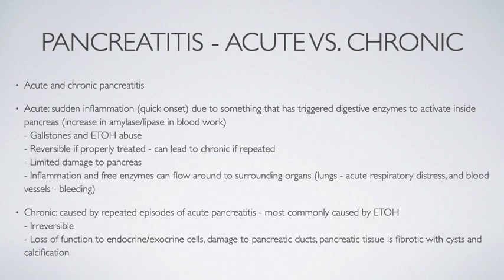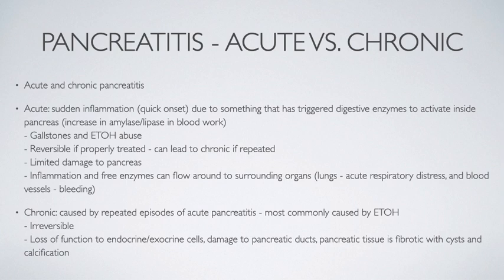The inflammation and the free enzymes, the things that are supposed to go to the small intestine, leak into the GI system or into the abdominal cavity and cause crazy dysfunction. The lungs can be affected. How crazy is that? It's not even related, but the lungs can be affected. Respiratory distress. You can have bleeding. You can have digestion of tissue. It can get really bad.